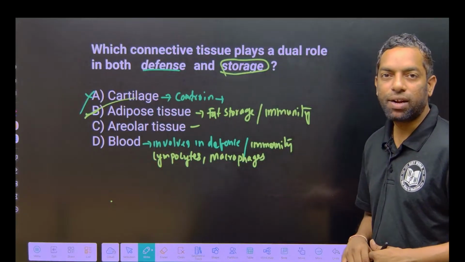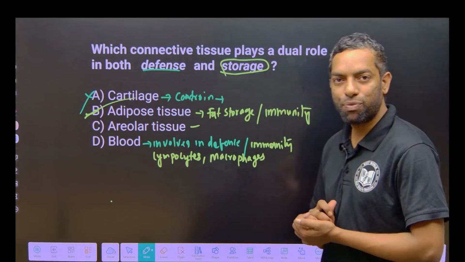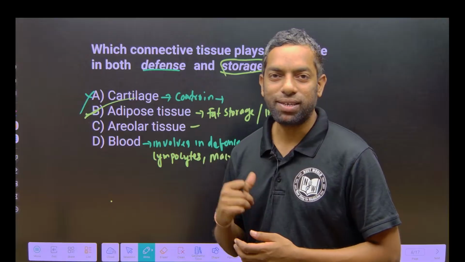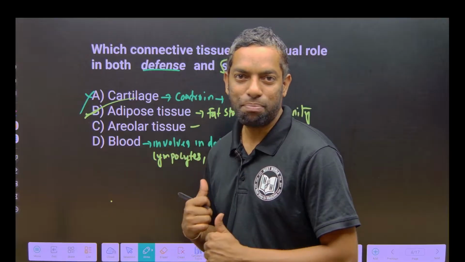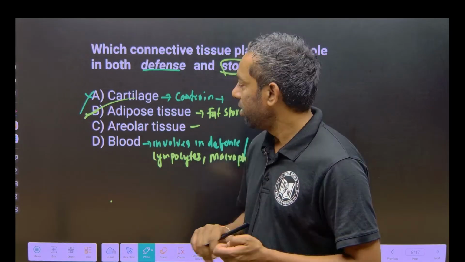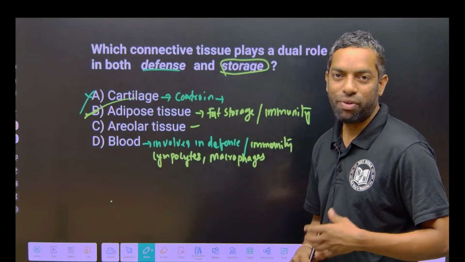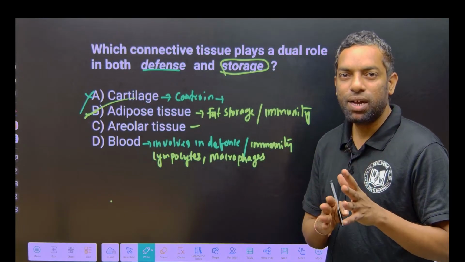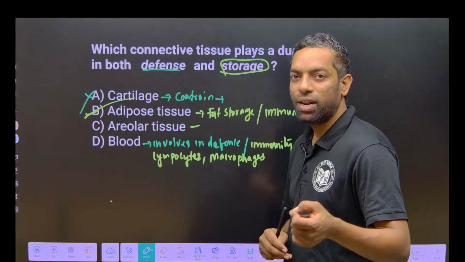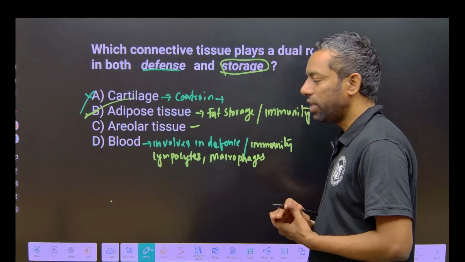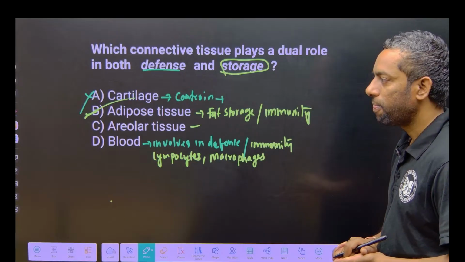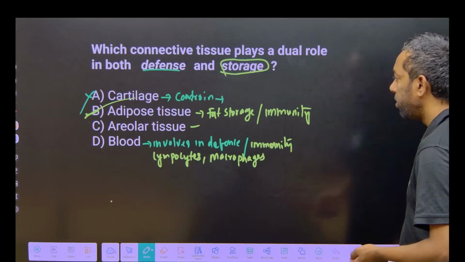This may be a direct question, a very easy question for you. I hope you guys understand well. This is a very simple question. Fat storage is there in the adipose, and there is immunity where the lipocytes are also there in the adipose tissue. Come to the next question.